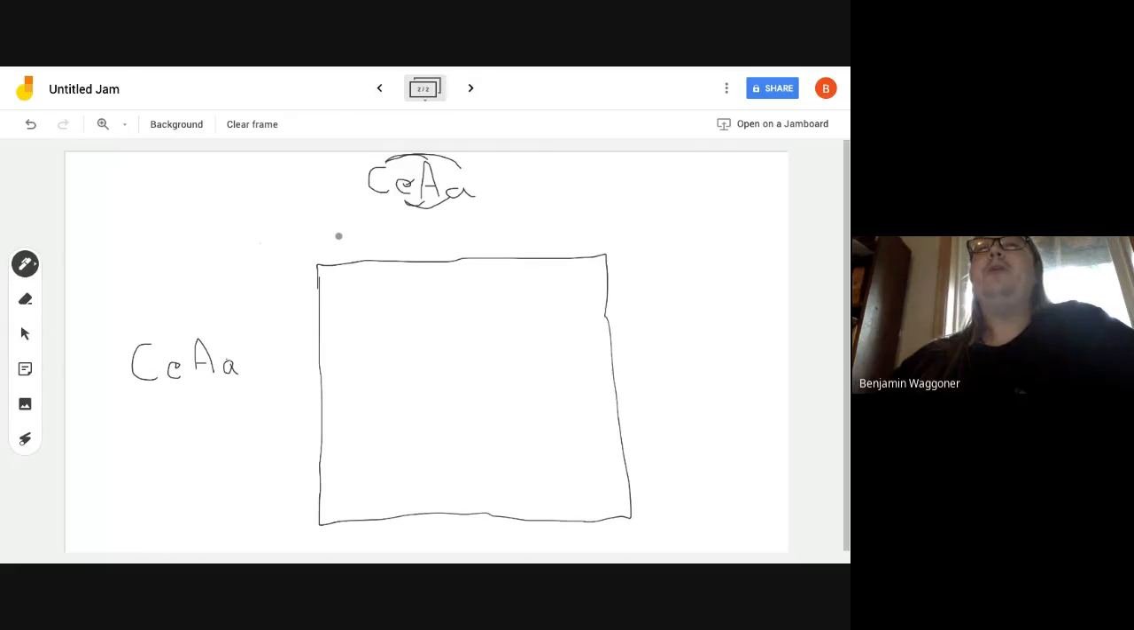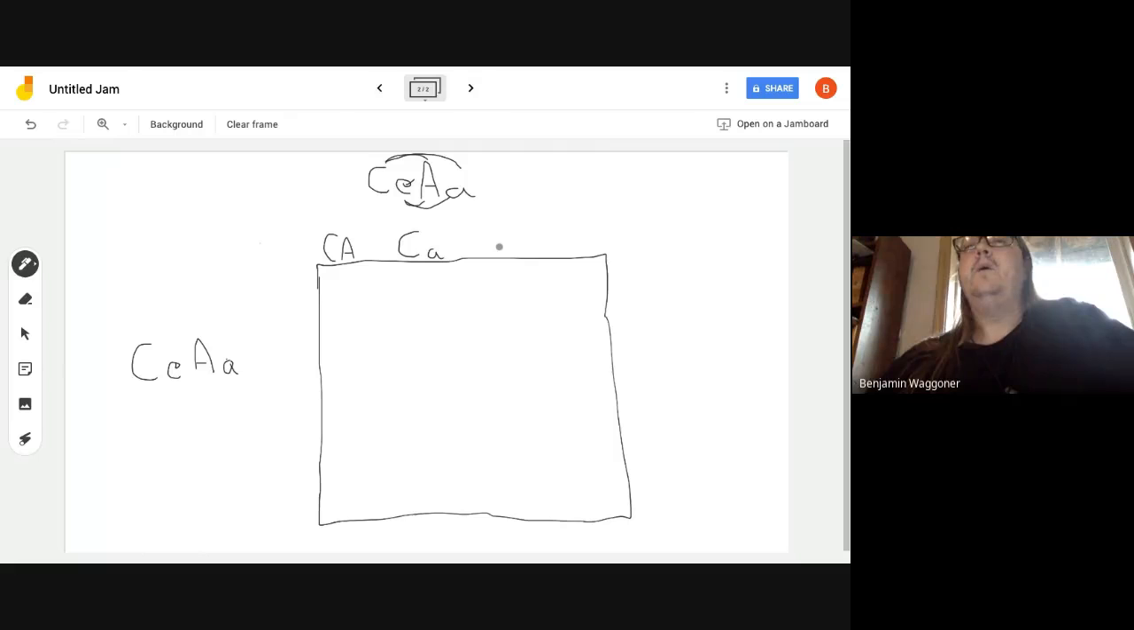So this one can pass on big C and big A. It can pass on an allele for color and an allele for agouti. Or it could pass on the allele for color and the allele for not agouti, solid. Or it could pass on the allele for no color and the allele for agouti. Or it could pass on the allele for no color and the allele for spotted. And with this one, it's the same thing.